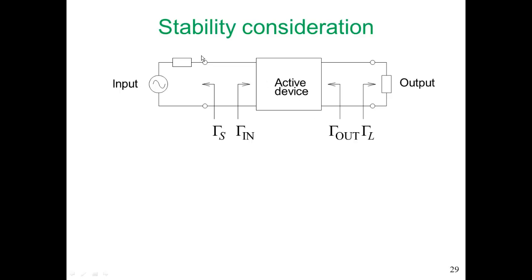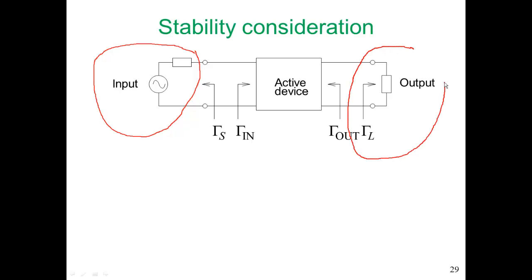We have an input on the left-hand side here, and this will include the matching network. We have an output on the right-hand side, which will include the output matching network. So the active device itself is defined by its scattering parameters, and the input reflection coefficient looking into the active device will be affected by the output circuit, including the output matching network. There's also an input matching network.